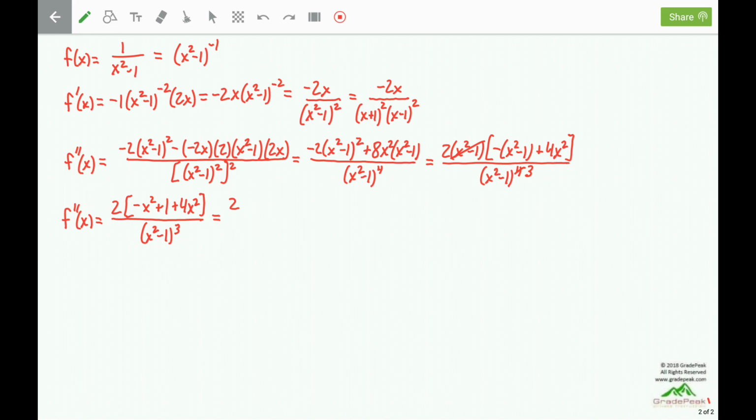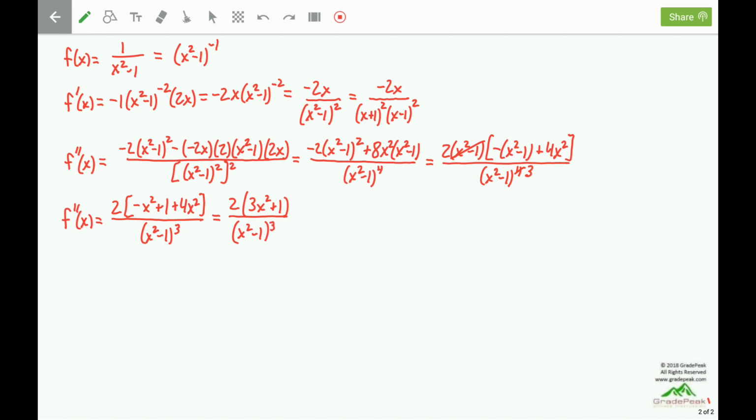We can combine like terms together inside the square brackets. The negative 1x squared and the positive 4x squared can combine to become 3x squared. We'll now turn it into parentheses. And we have a plus 1. And we have it over the denominator.